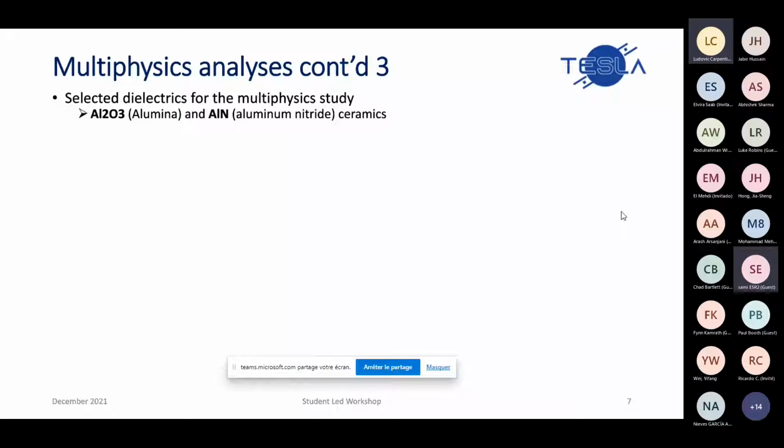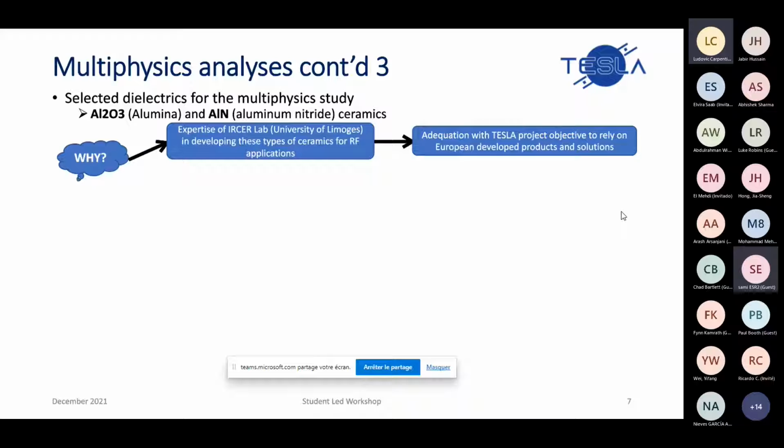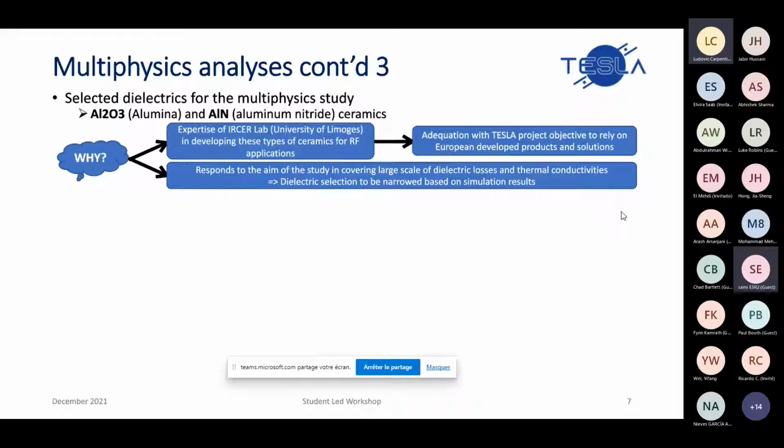As you may know, there are different types of ceramics available in the market that can be used for this type of filters. In our case, we will be selecting mainly two types of ceramics, alumina, and the second type is aluminum nitride. Why? Mainly because of the expertise of the ESR lab at University of Limoges in developing these types of ceramics for RF applications. And this actually goes in adequation with the TESLA project objective, which is to rely on European developed products and solutions. And it also responds to the aim of the study in covering a large scale of dielectric losses and thermal conductivities.